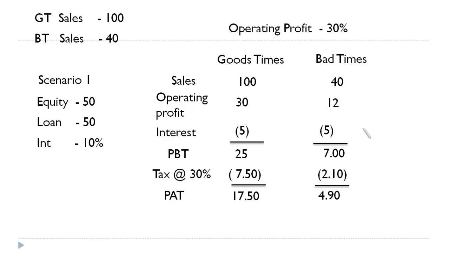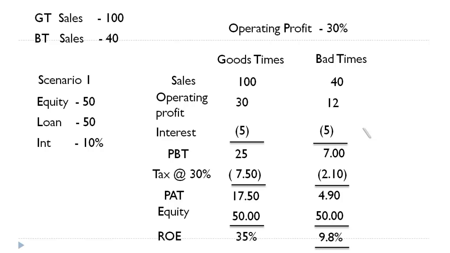So now you have profit after tax which is 17.5 and 4.9. See, now you compare this profit with the investment made by the owners. So what is the investment made by the equity shareholder? It is 50 in good times as well as 50 in bad times. So what is the return available for them? In good times it is 17.5 on 50, which is 35%, whereas in bad times it is 4.9 on 50, which is 9.8%.